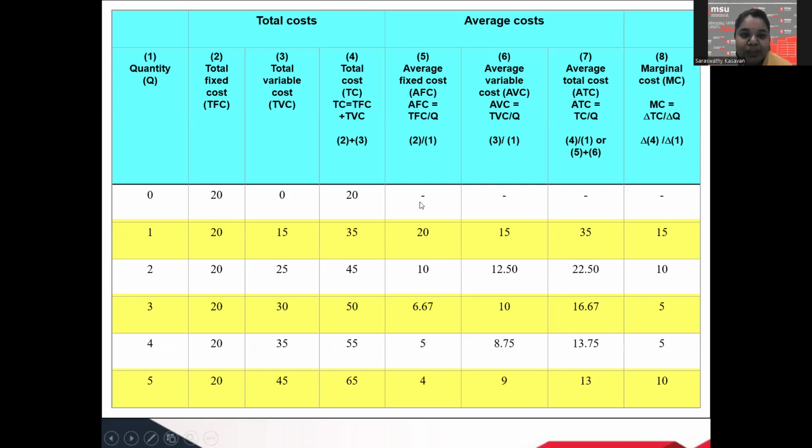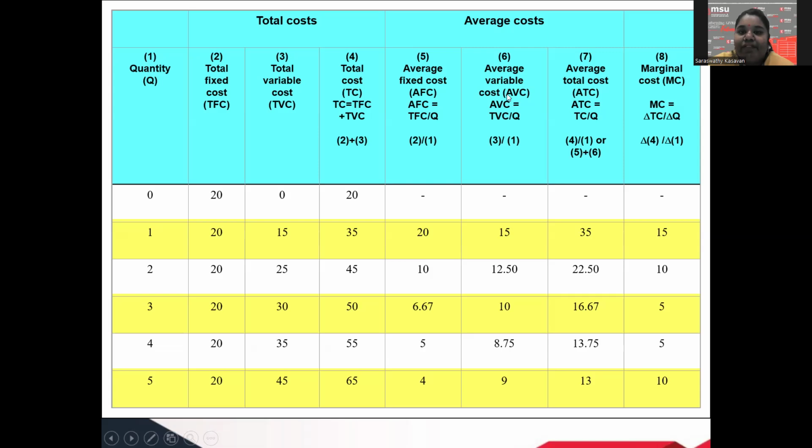Okay, for example, this is negative, TFC. TSC 20 divided by Q, we get nothing. So that's why here is a dash. How to get the 20? 20 is TSC, 20 divided by 1, we get 20. How to get the 6.67? Okay, 20 divided by 3, get the 6.67, and so on.